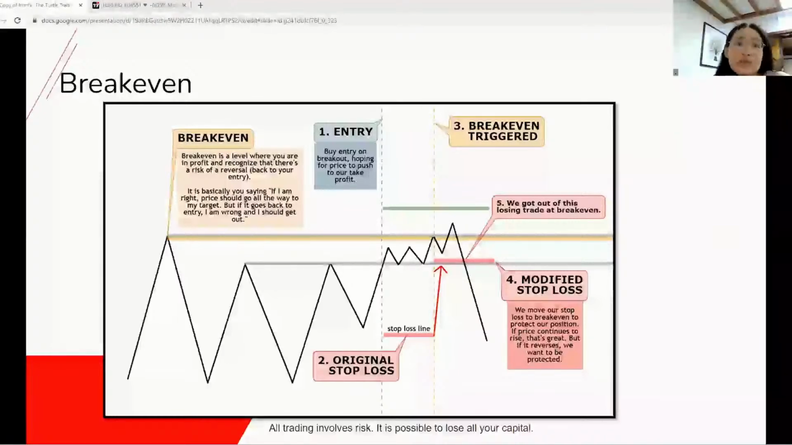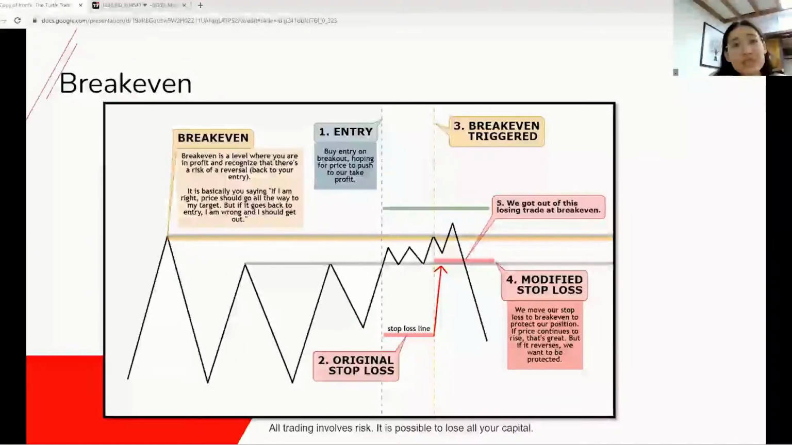Okay, so break even. Break even is a level where you are in profit and recognize that there's a risk of a reversal, which basically means that price is going to hit back to your entry. So it is basically saying if I am right, price should go all the way back to my target, but if I'm wrong, I should get out. Okay, so let's take a look at the diagram here.